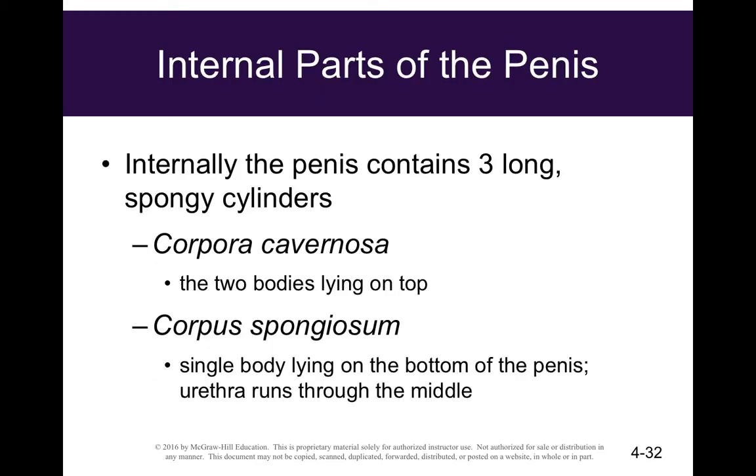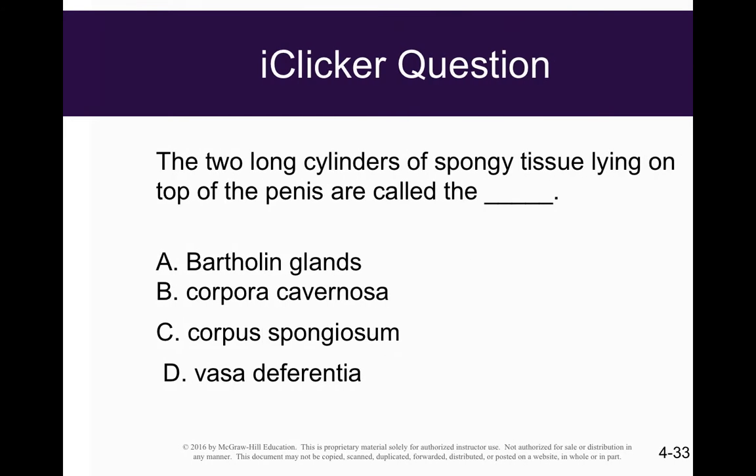So the internal parts of the penis: internally the penis contains three long spongy cylinders. The corpora cavernosa are the two bodies that lie on top of the penis, and then the corpus spongiosum is a single body that lies on the bottom of the penis, that the urethra runs through the middle of.